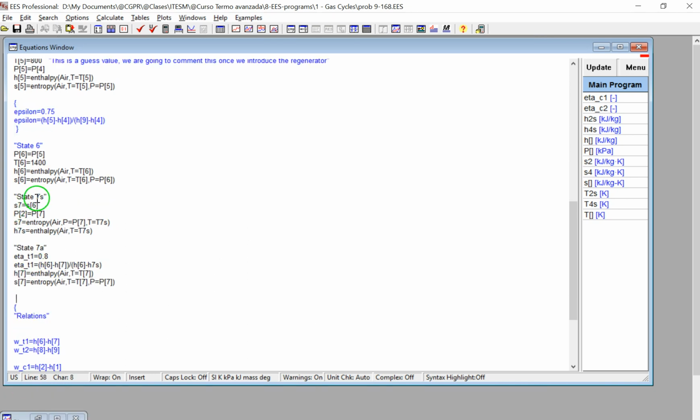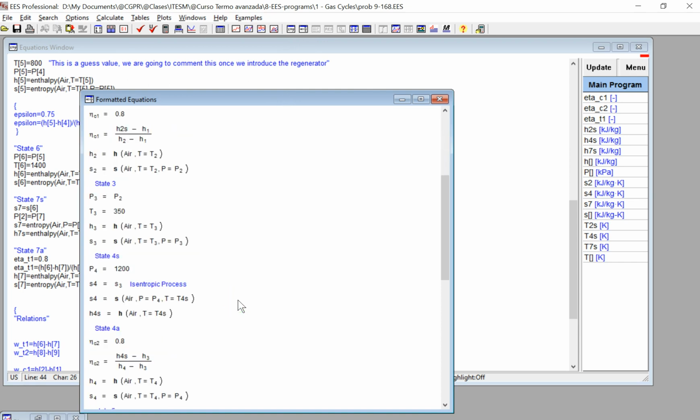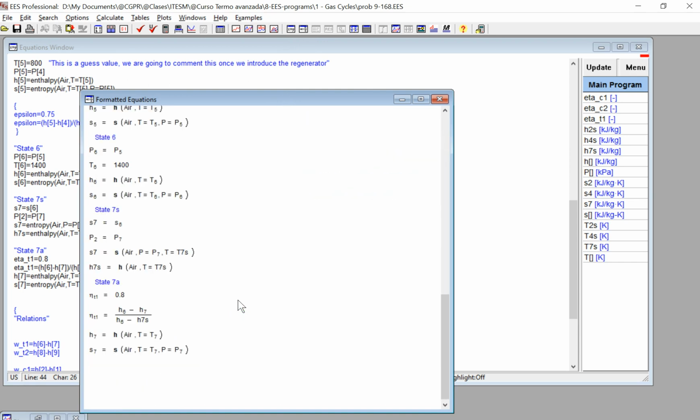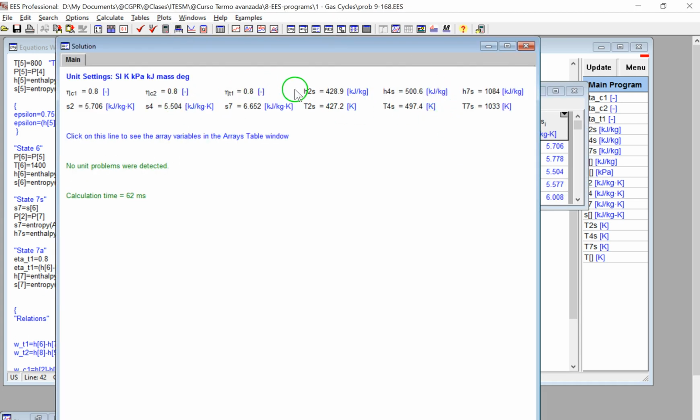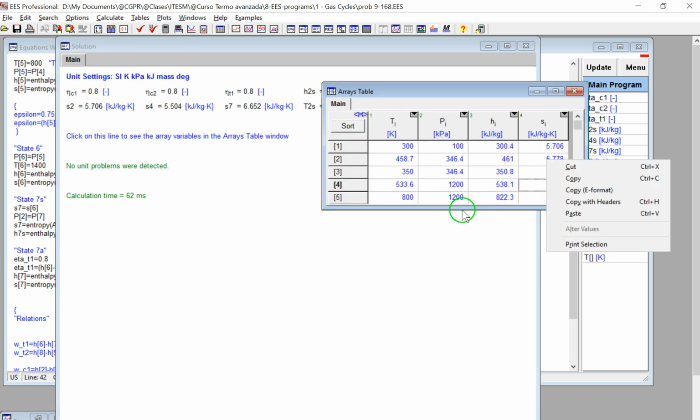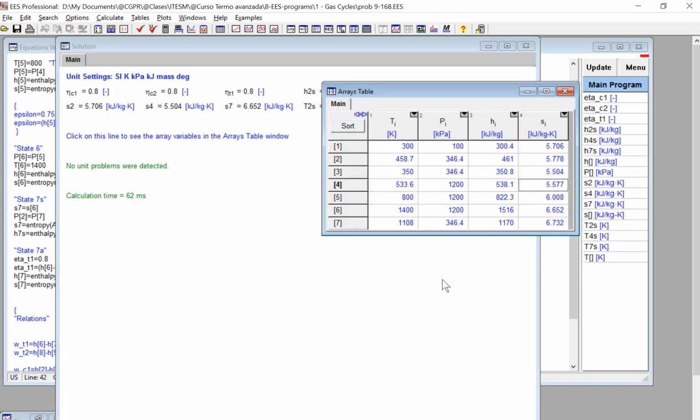You can see here that I defined state 7S, and I defined 7A. The difference is that we now have the isentropic efficiency of the turbine. If I press formatted equations, you can see that the definition of isentropic efficiency of the turbine agrees with what we have in our video. So if I press F2 or solve it, notice that I have this data, and my table now grows up to state 7.